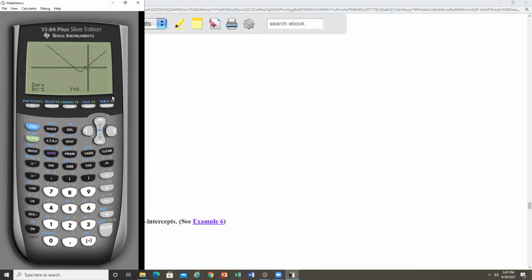Finally, to find the y-intercept, we go to calculate and use what function? Value. The value function, and we type in 0 to find the y-intercept always. So type in 0 for x equals 0, hit enter, and ladies and gentlemen, you get your y-intercept, which is 0, 1. Do we understand how to find x and y intercepts on a graph now using the graphing calculator?